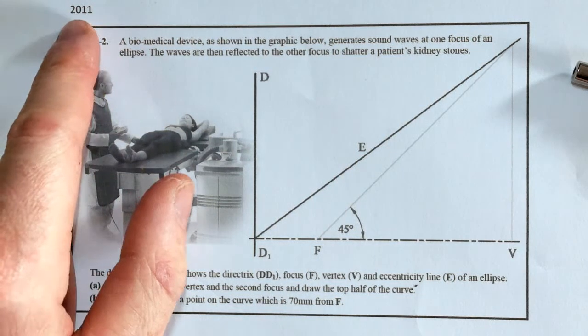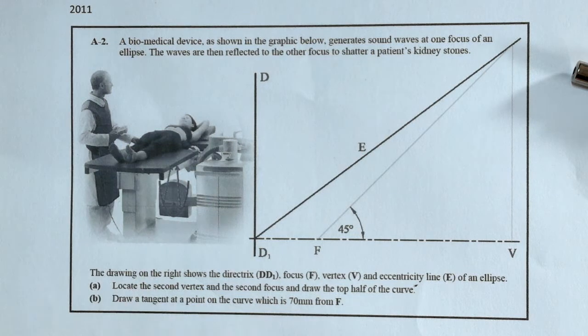Now 2011 A2, a biomedical device is shown in the graphic below, generates sound waves at one focus of an ellipse. The waves are then reflected to the other focus to shatter a patient's kidney stones. The drawing on the right shows the directrix, focus, vertex and eccentricity line of an ellipse. Locate the second vertex and the second focus and draw the top half of the curve.